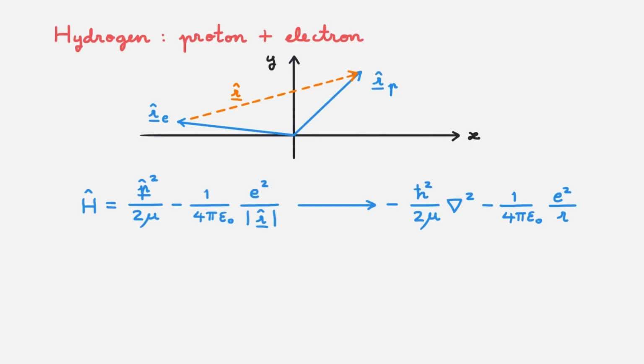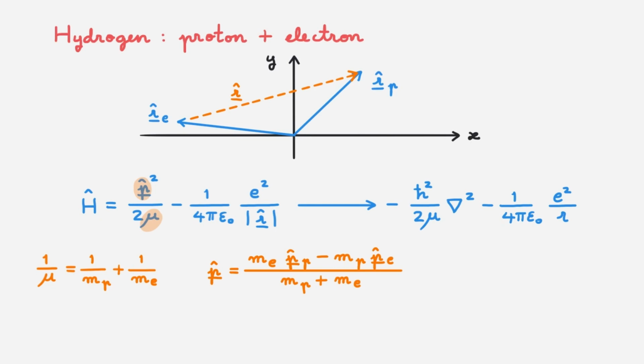But just as a quick reminder, mu here is the reduced mass of the system and is related to the masses of the proton and electron by this equation. P here is the relative momentum given by this expression in terms of the individual momenta of the proton and electron, and R here is the relative position, which, as we show in the diagram, is given by the distance between the proton and the electron. Now, this relative Hamiltonian is the key to understanding the hydrogen atom using quantum mechanics.